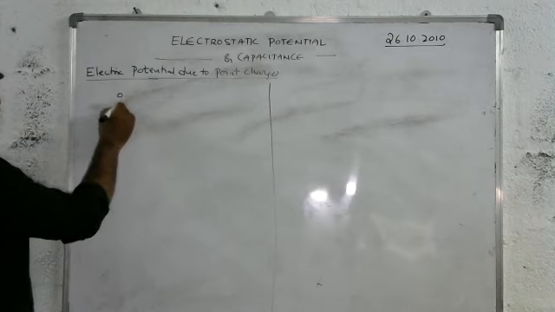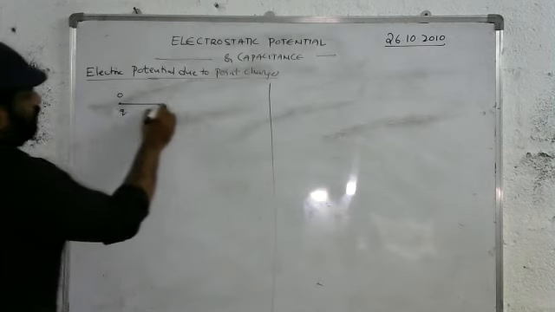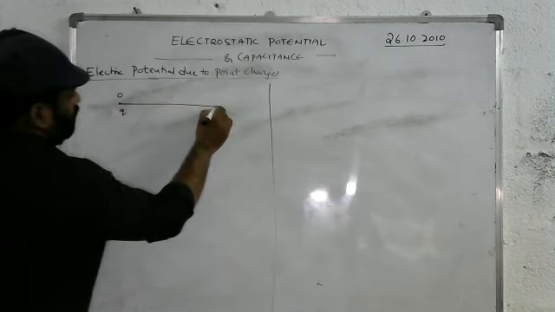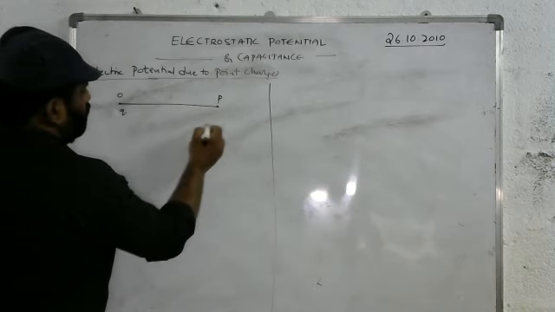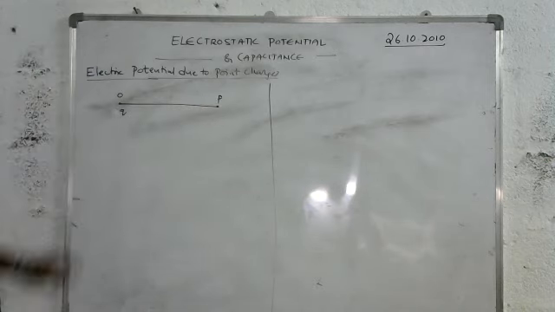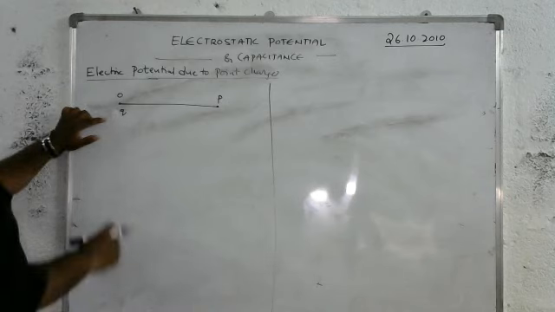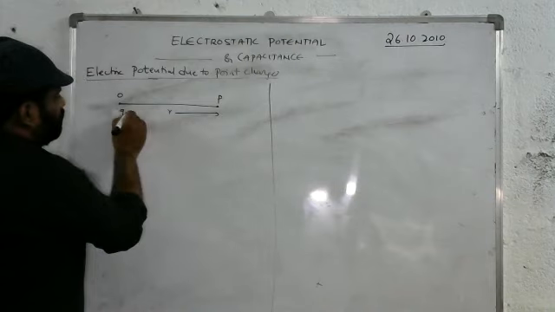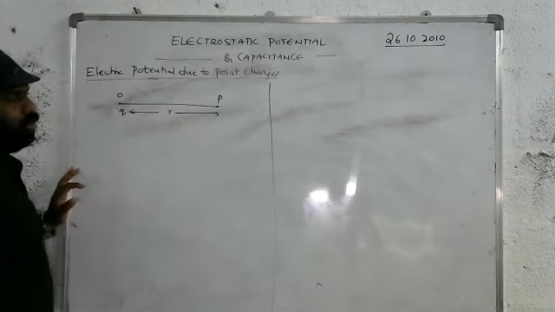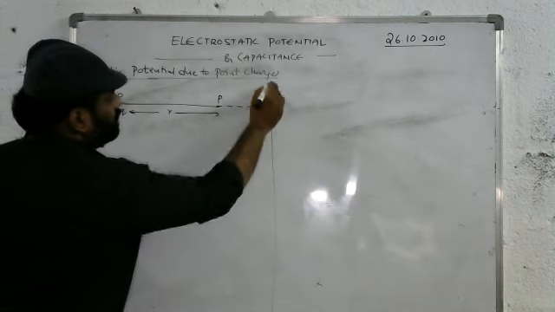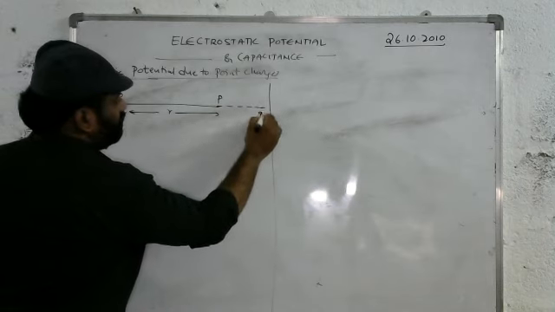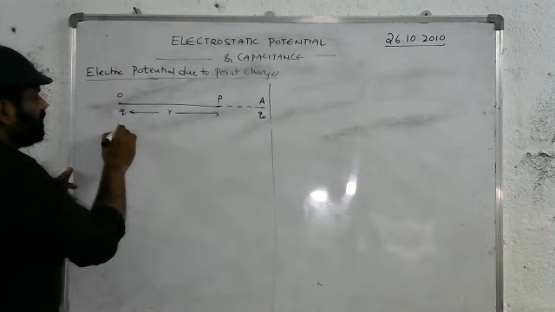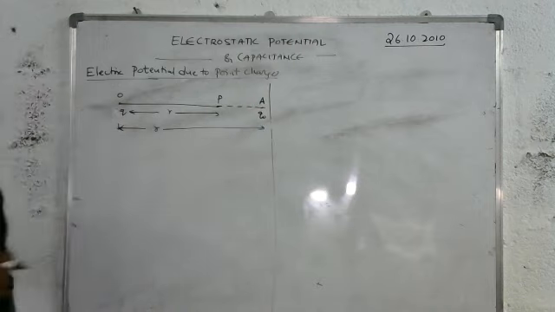Let a point O be there. Let a charge Q be here at P. We are going to determine the electric potential due to the point charge Q, which is at a distance R from O. For that, we consider a test charge Q naught, placed at a distance R from Q.